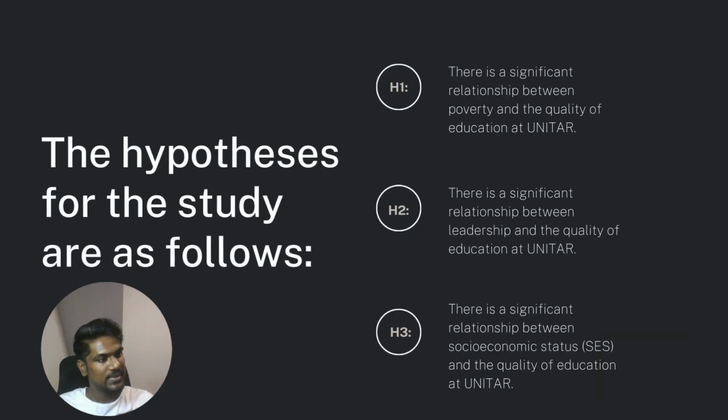There are hypotheses for the studies as follows. There are three hypotheses. Firstly, there is a significant relationship between poverty and the quality of education at Unitar. Secondly, there's a significant relationship between leadership and the quality of education at Unitar. Finally, there's a significant relationship between socioeconomic status and the quality of education at Unitar.